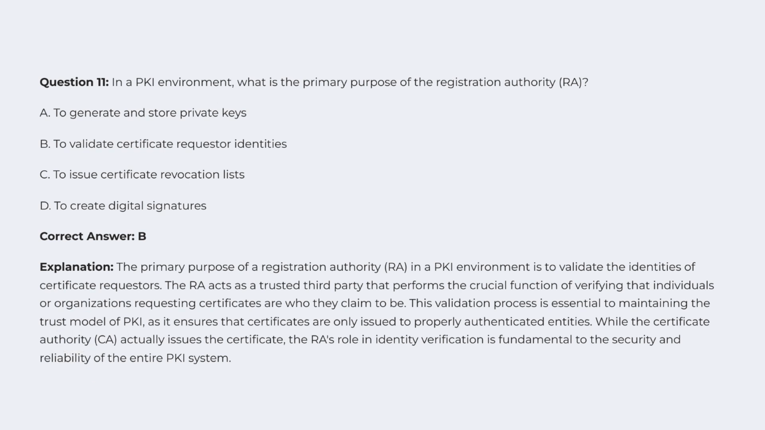Correct answer, B. Explanation. The primary purpose of a registration authority, RA, in a PKI environment is to validate the identities of certificate requesters. The RA acts as a trusted third party that performs the crucial function of verifying that individuals or organizations requesting certificates are who they claim to be. This validation process is essential to maintaining the trust model of PKI, as it ensures that certificates are only issued to properly authenticated entities. While the certificate authority, CA, actually issues the certificate, the RA's role in identity verification is fundamental to the security and reliability of the entire PKI system.